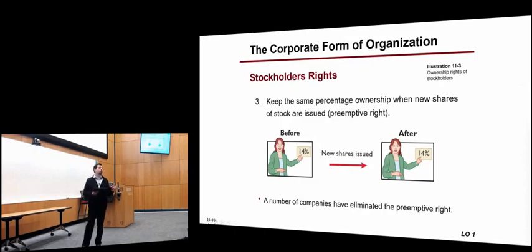Let's say that they own 10% of the company. They have the right to buy enough from the newly issued stocks to keep their share at 10%, before the company actually sells those stocks to someone else. So this is what we mean by they have the right to keep their own share of the company. So if they own 10%, they have the right to keep that ownership.